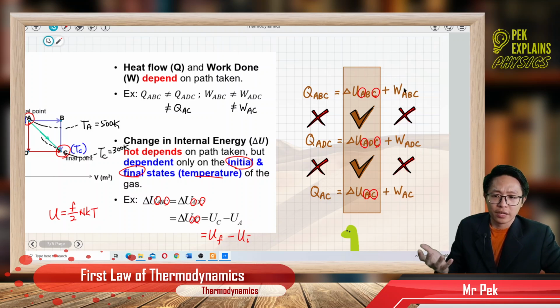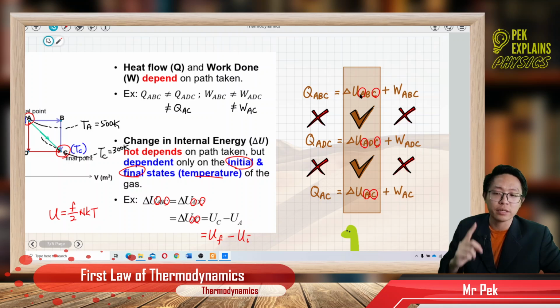As you can see, from the first law of thermodynamics, the heat depends on two factors: the change in internal energy and the work done. For the three paths, they have the same internal energy change, but they have different work done because of different area. So if the work done is different for different paths, the heat flow, which also depends on work done, must be different for these three paths.